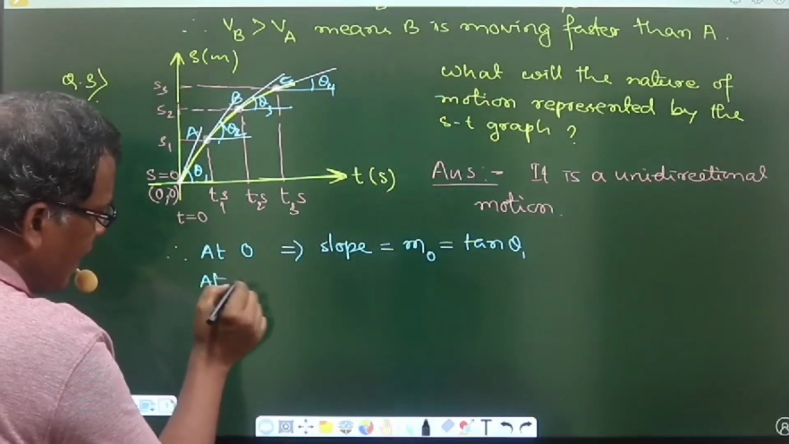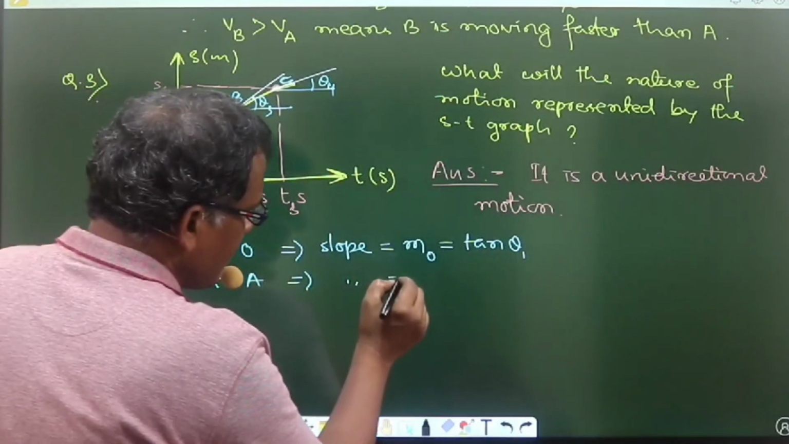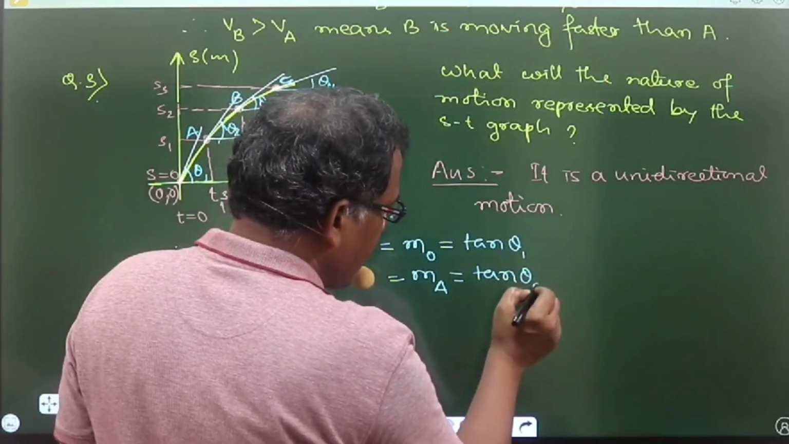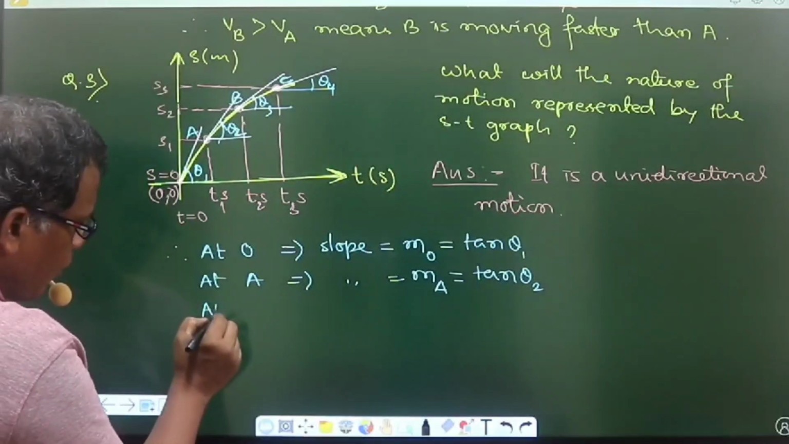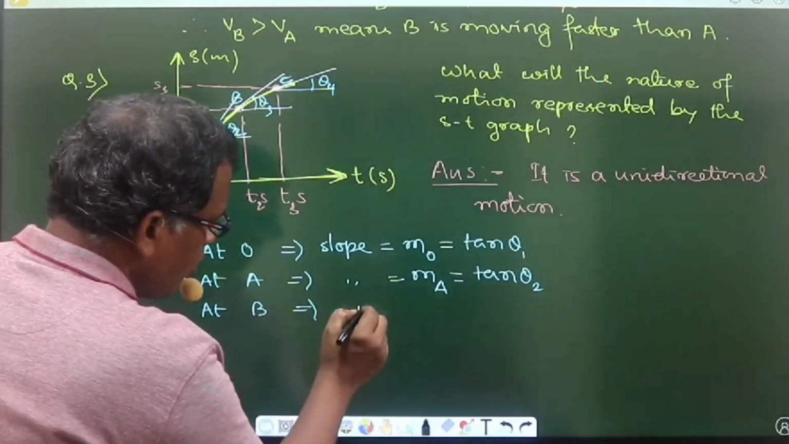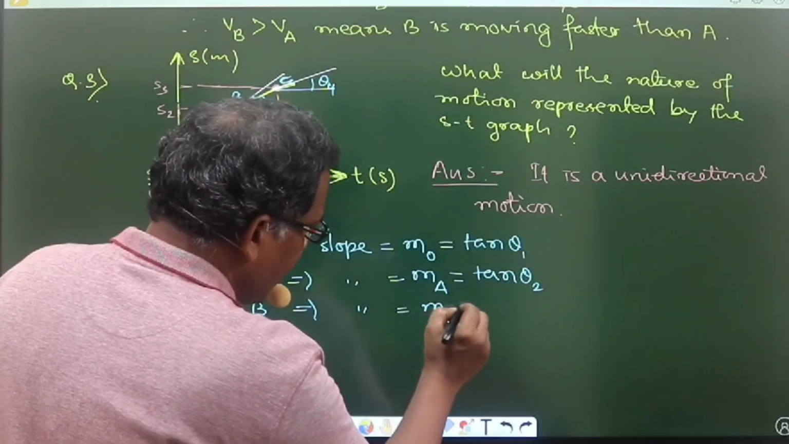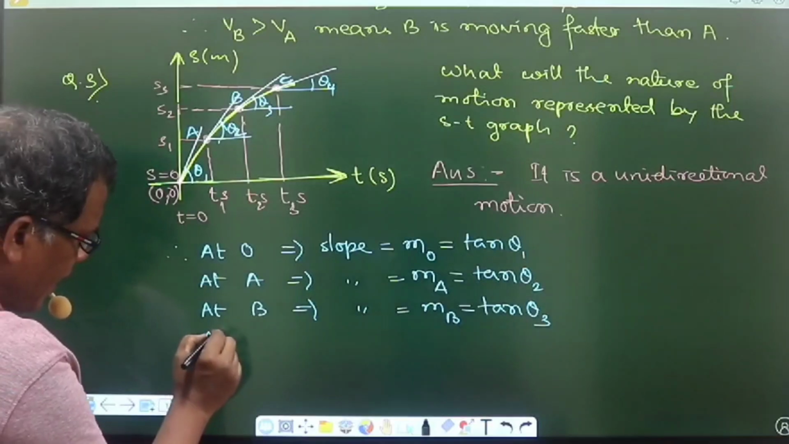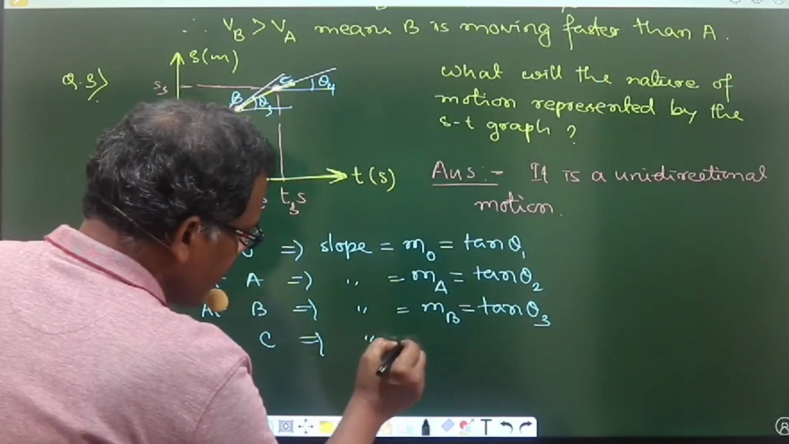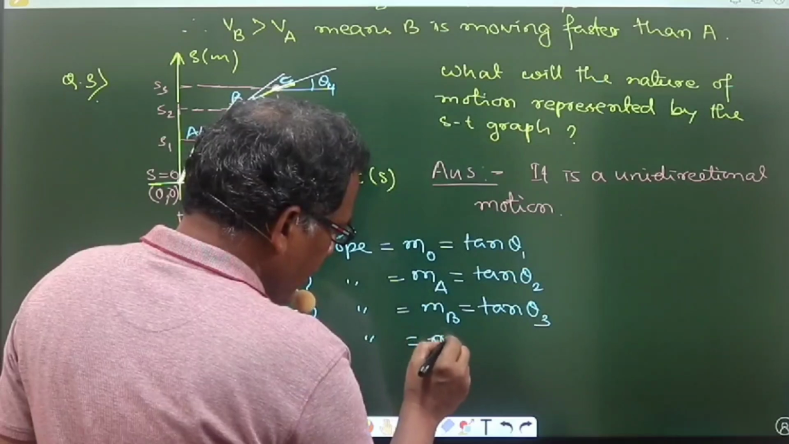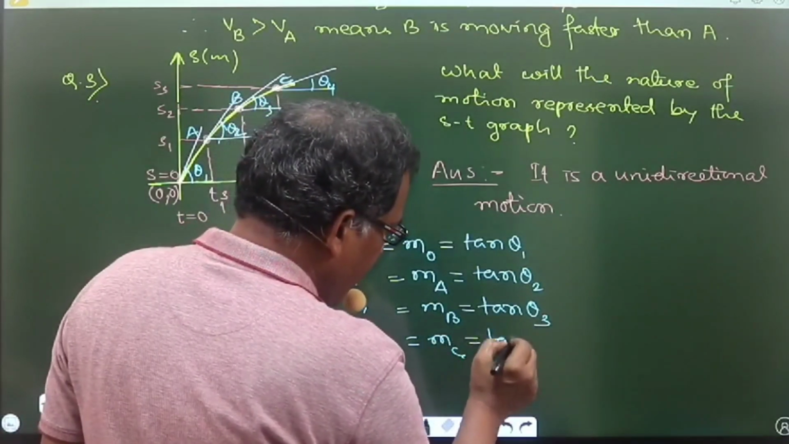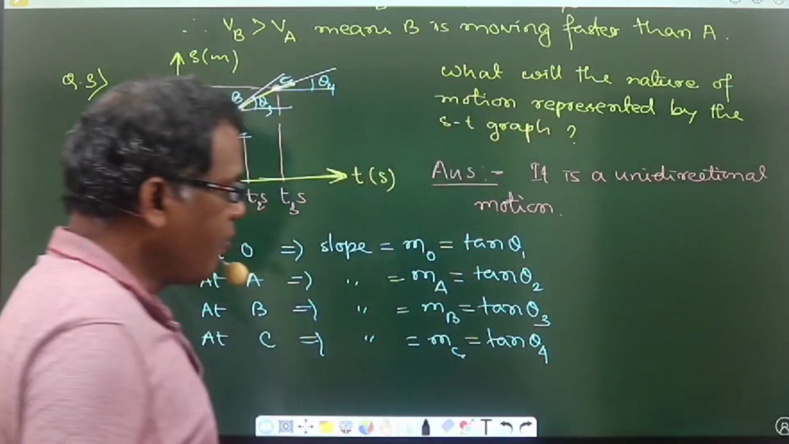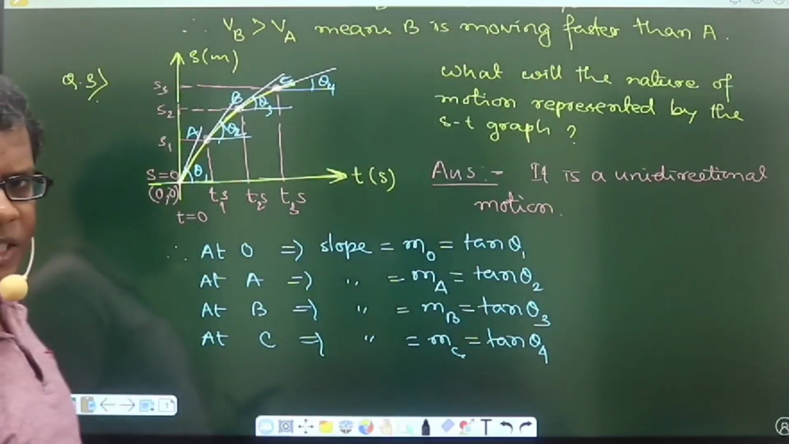Similarly at A, slope is equal to m at A, and that is decided by tan of the elevation theta 2. At the point B, slope is equal to m at B, that is tan theta 3. And similarly at C, slope of the line is equal to m at C, that will be equal to tan how much? Theta 4.